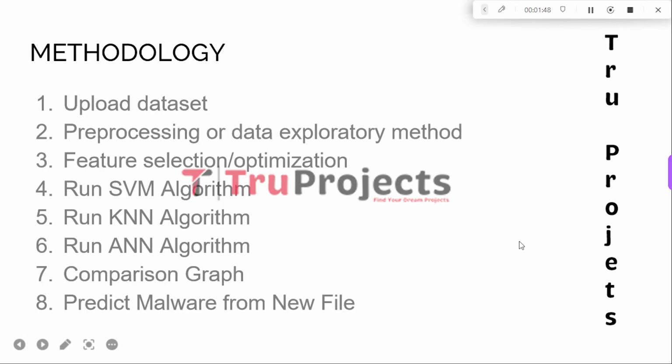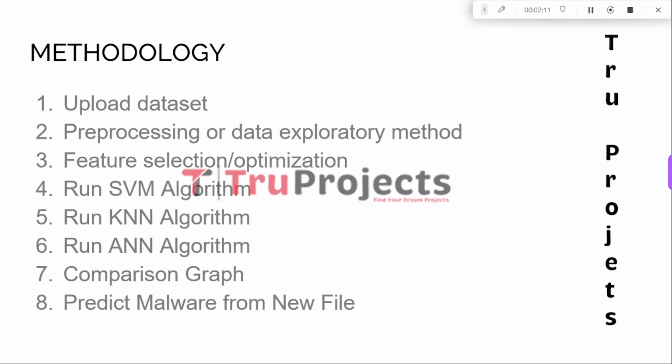These are the modules that are developed to implement this project. The first module is Upload Dataset. In this module, the malware dataset is uploaded to the application. This dataset likely contains samples of different types of malware and it will be used for training and testing the machine learning model. And the second module is Pre-processing or Data Exploratory Method.